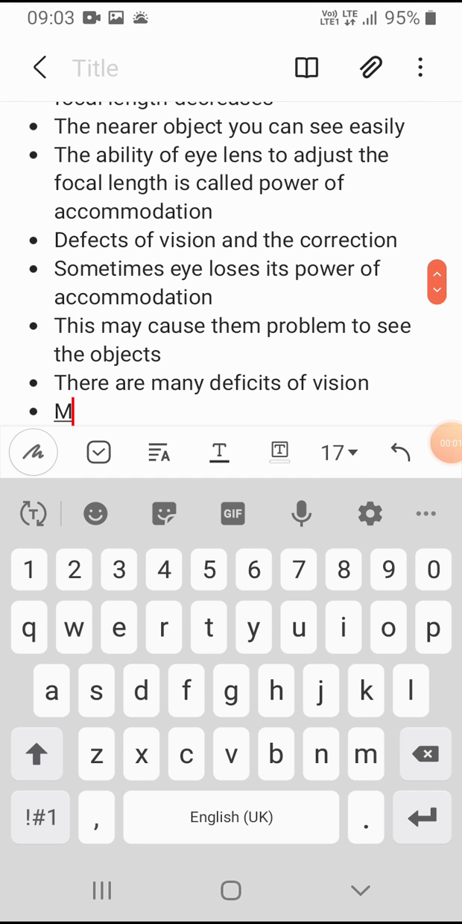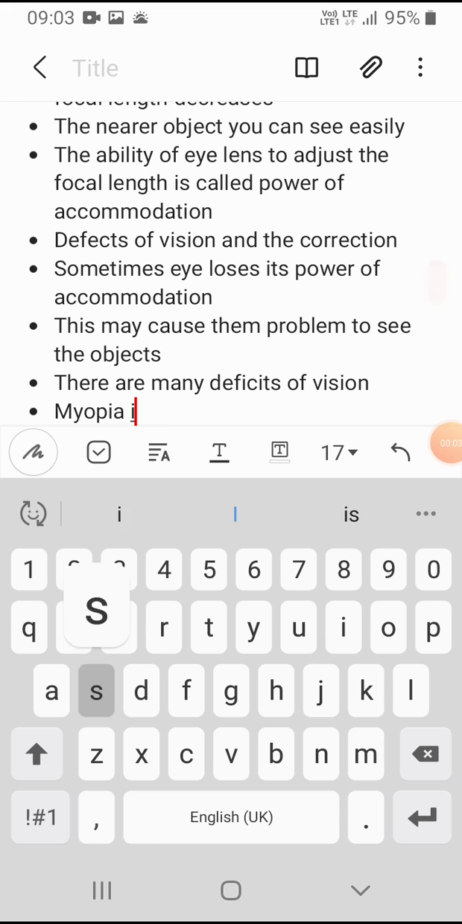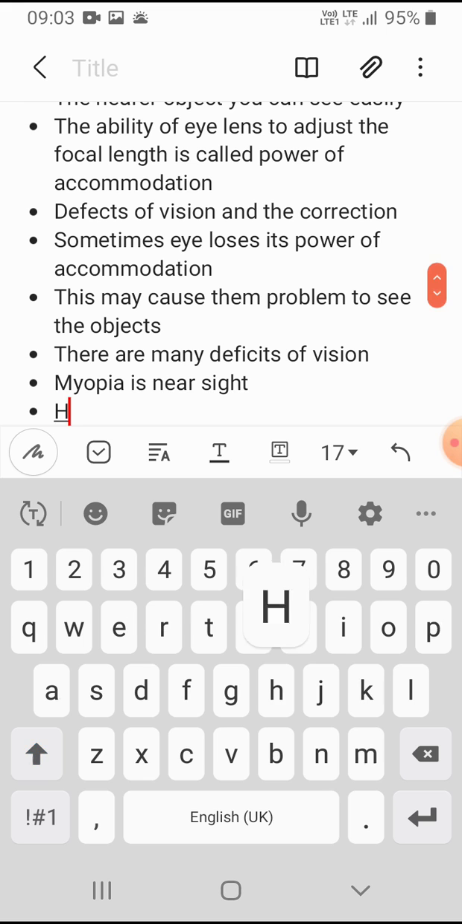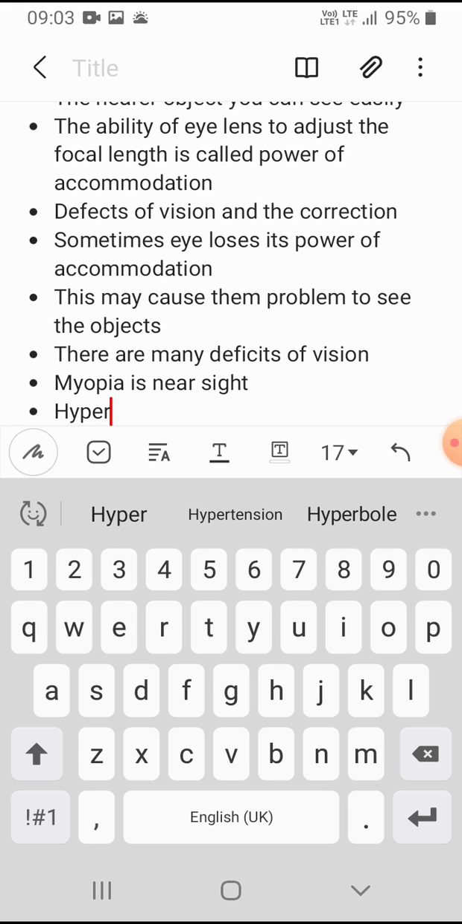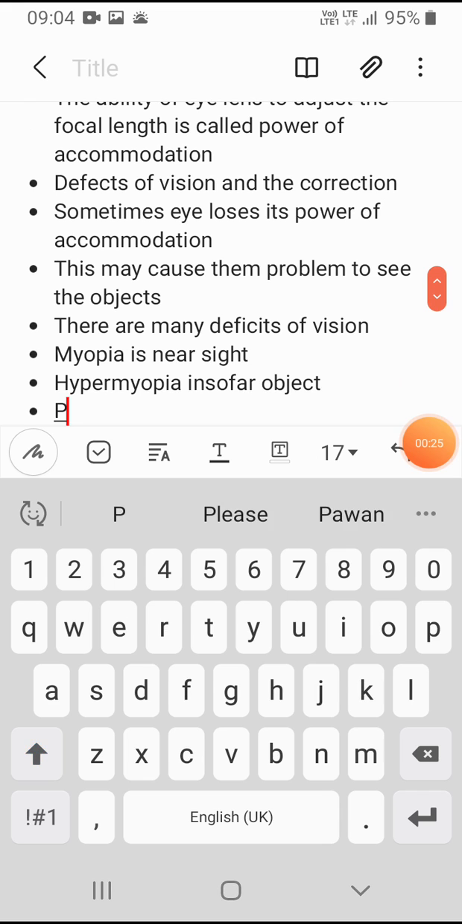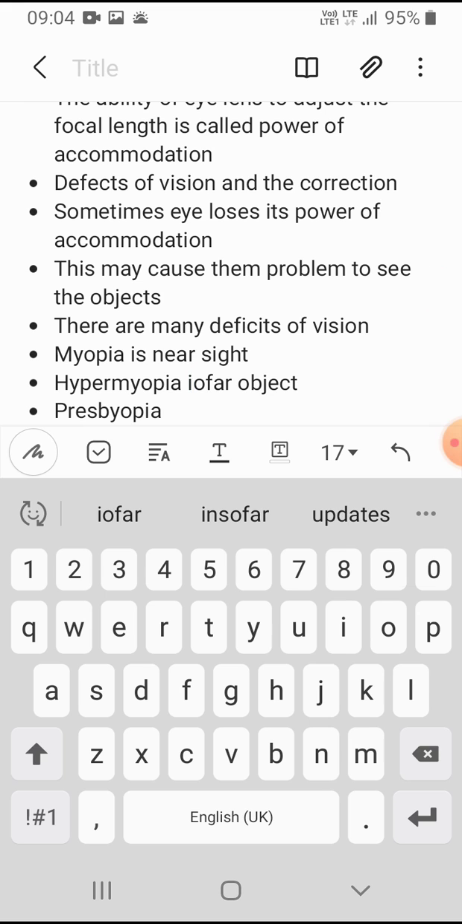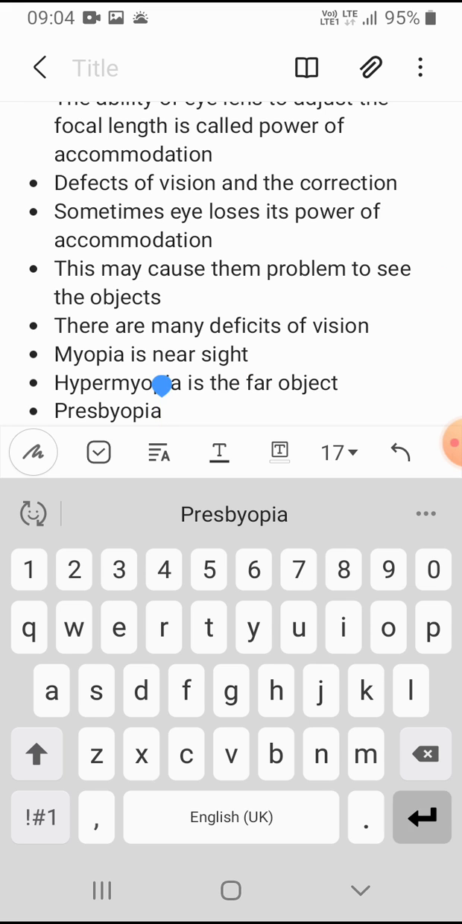First problem is myopia. Myopia is nearer sight. You can't see near things, near objects. Hypermyopia, the far object. Myopia is far object, you can't see the far objects. Next is presbyopia. You cannot see the far object in hypermyopia, and you cannot see the nearer object in myopia.